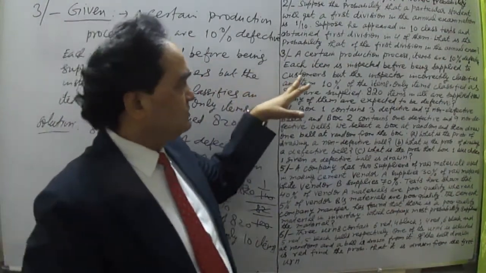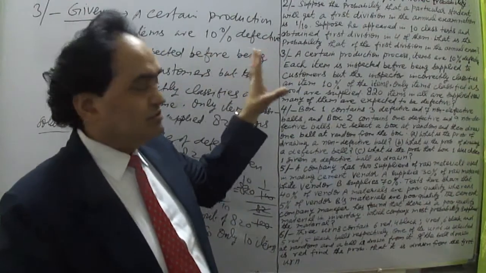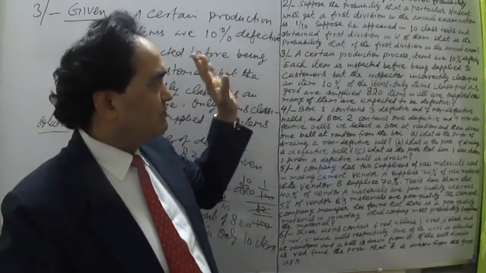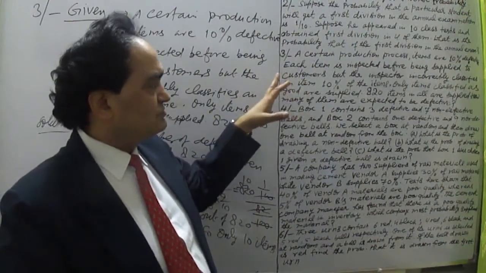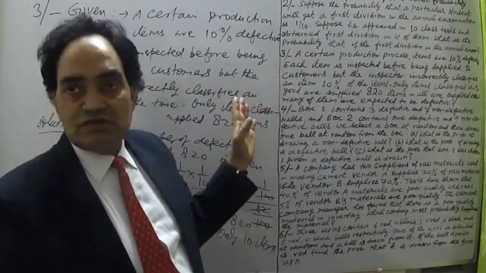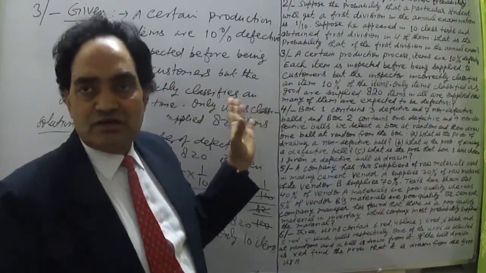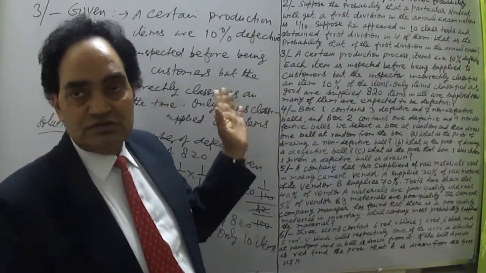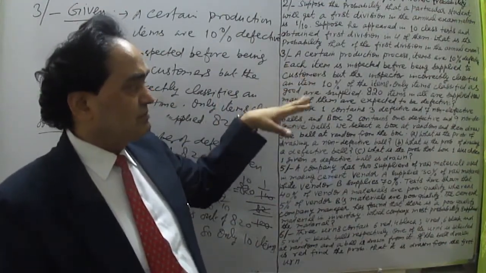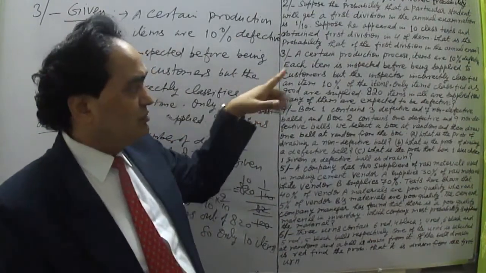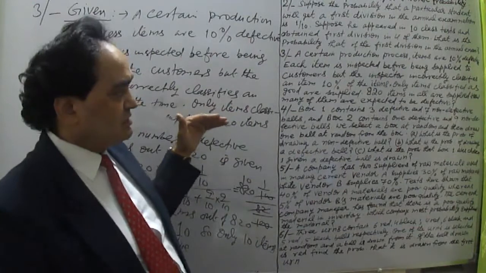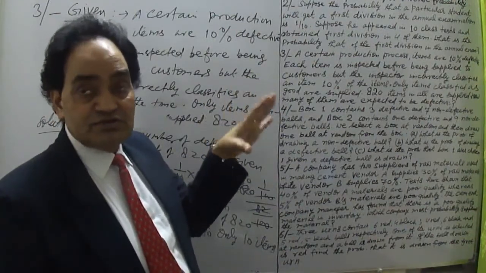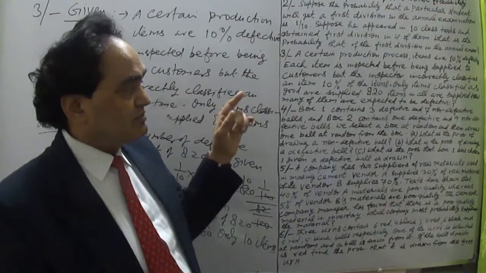What we did was calculate that a certain production process has items 10% defective. We calculated what percent of items, the probability of an item being defective, is 1 upon 10. Now each item is inspected before being supplied to customers, but the inspector incorrectly classifies 10% of the items. So defective items again, 10% he says defective. So this 1 upon 10 again, the probability of defective items is 1 upon 10 into 1 upon 10. This is the first case. The second case is how many are non-defective: because 10% are defective, 90 upon 100, or 9 upon 10, are non-defective.